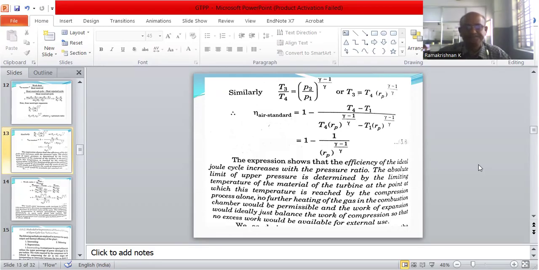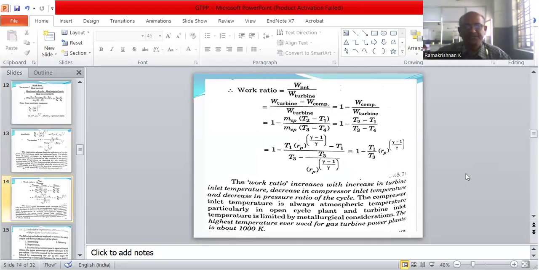From the expression, the ideal Joule cycle efficiency increases with the pressure ratio. But we cannot increase the pressure in the cycle enormously; there is an upper limit of the pressure. The limit is determined by the limiting temperature of the materials of the turbine. So that is the air standard efficiency.